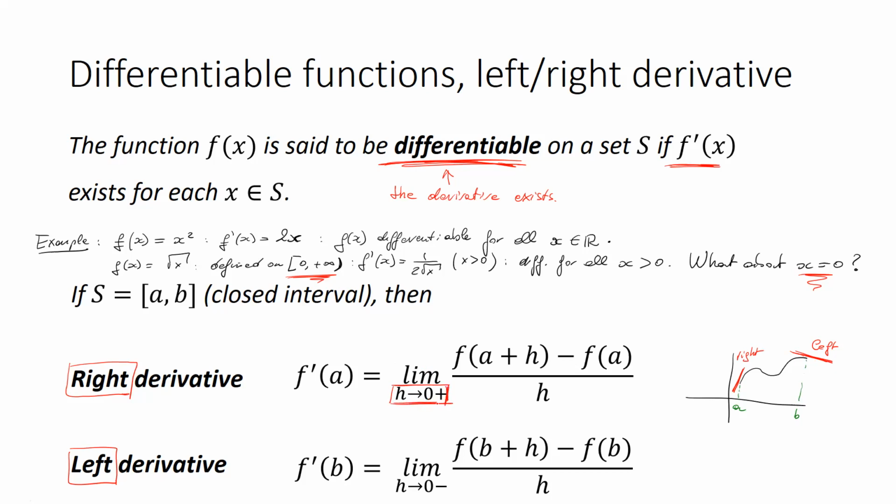So h going to 0 plus. So we will walk towards a from the right side, and we'll look at what happens to the slope if we approach a from the right side.